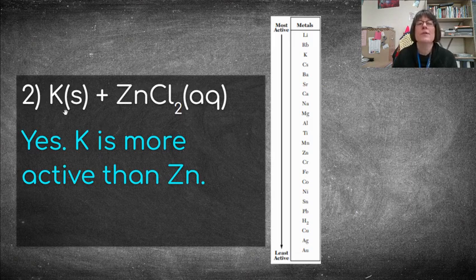However, with potassium and zinc chloride, if we look at potassium, potassium is up here. It is more active than zinc. So potassium's kind of pushy. It's more active. It's going to go in there and cut in on zinc and take their partner at the dance. So yes, potassium is more active than zinc.